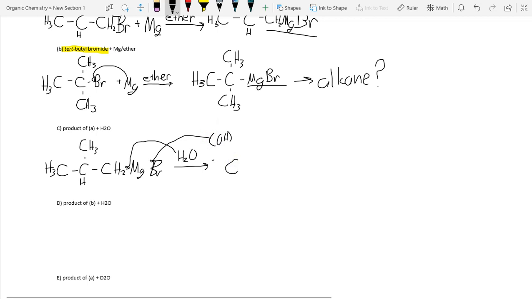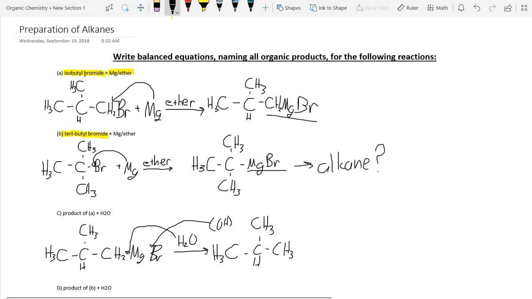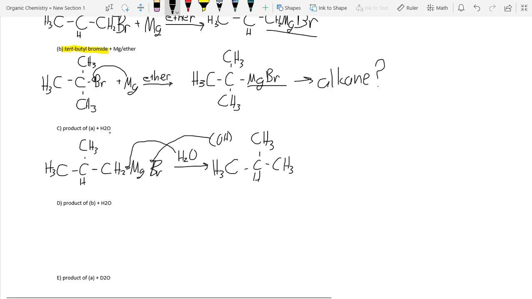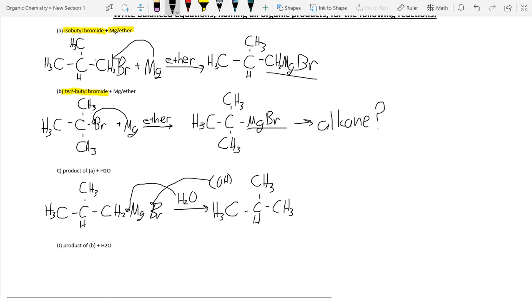So you're left with CH3, CH, CH3, CH3. This is an alkane. So this whole process, starting with an alkyl halide, adding magnesium and ether, and then taking that product and adding water, takes you from an alkyl halide to an alkane. And then plus your magnesium with the hydroxide ion that's left over, and Br.